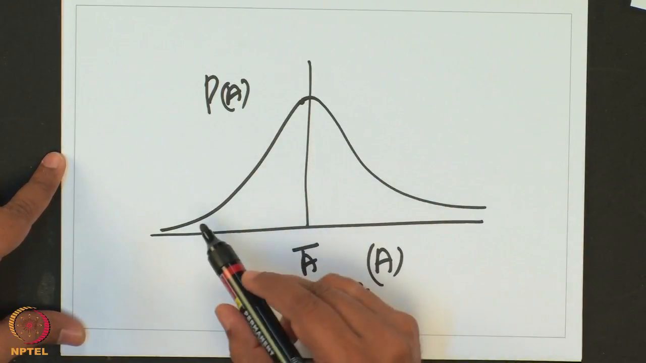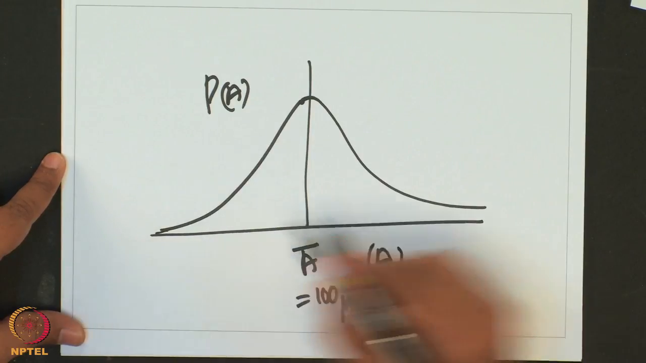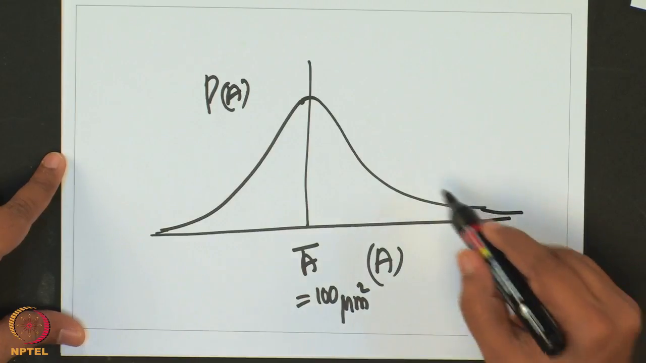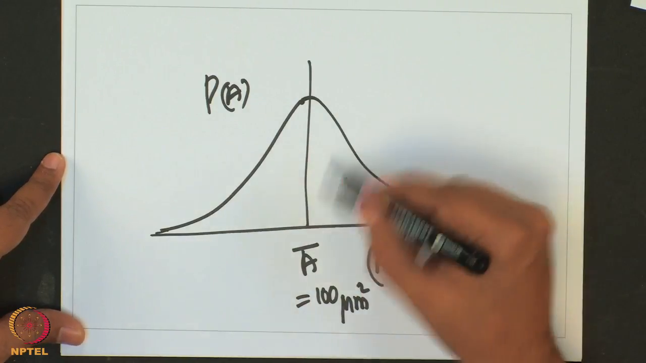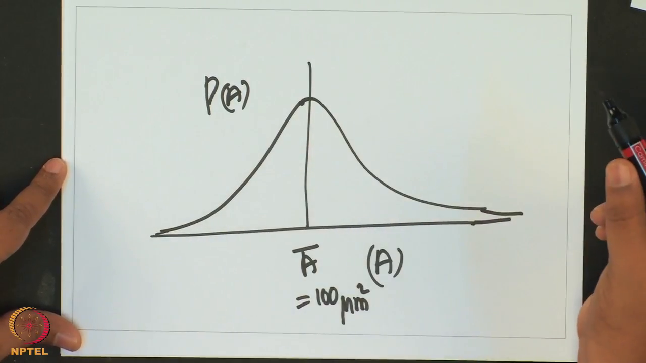This curve means the probability to get a very small area is small. The probability to get a very large area is also very small. The probability to get an area around this 100 micrometer square is very large. That's what this essentially means.